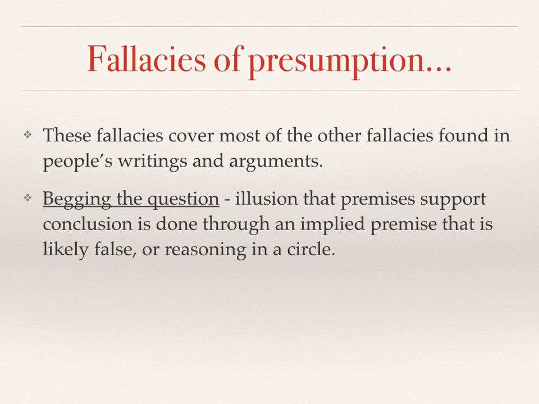Reasoning in a circle is where you place what you want to prove into the premises as a reason for supporting the conclusion. Or you have a premise that's either really false or needs itself to be justified as part of the basis for accepting a particular conclusion.